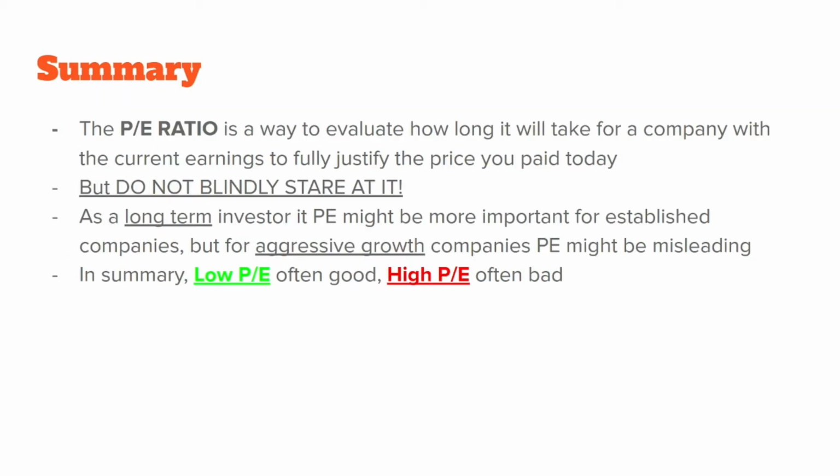Yeah. But I think we can now summarize this video, and these are going to be the most important things that you're going to want to take away from this video. So if you don't remember anything else from today, that's fine, but remember these things. So first of all, the PE ratio is going to be a way for you to evaluate how long it will take for a company with the current earnings to fully justify the price you pay today. Again, with the apartment that you buy versus the rent that it has to collect for you until it's paid for itself. That's at least the general idea of it.